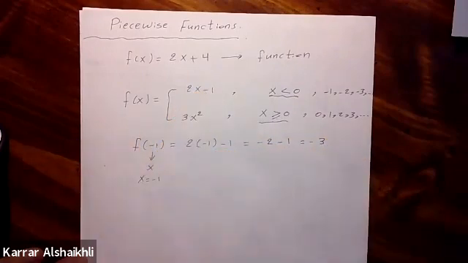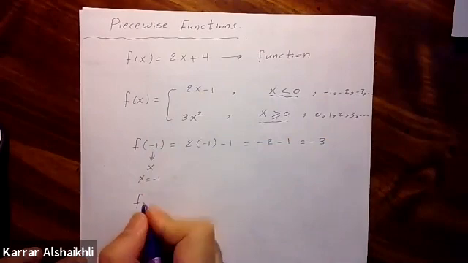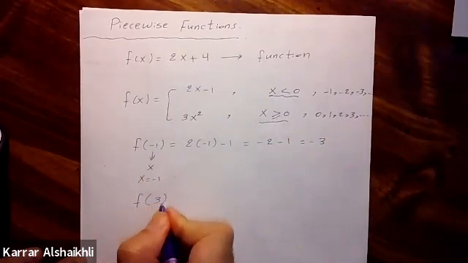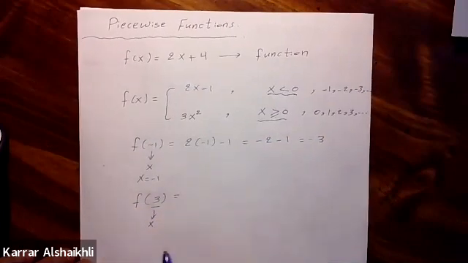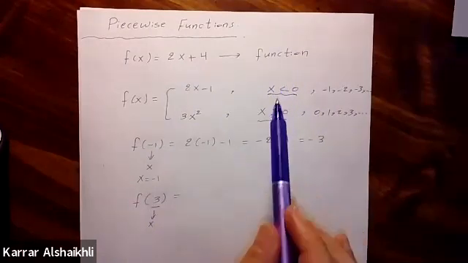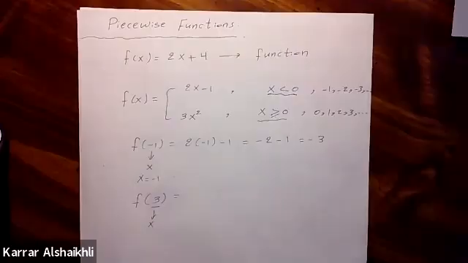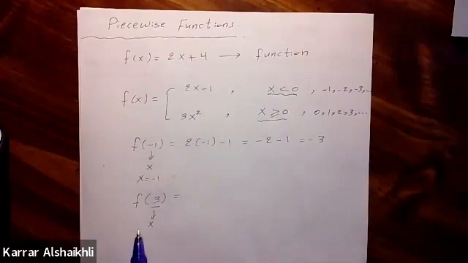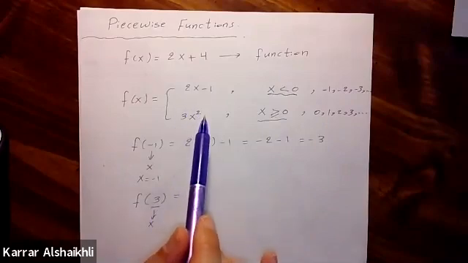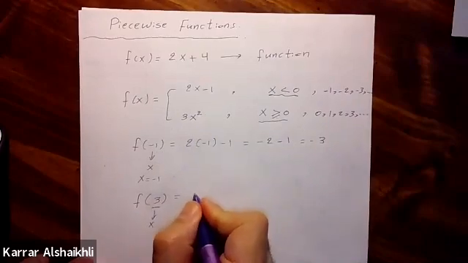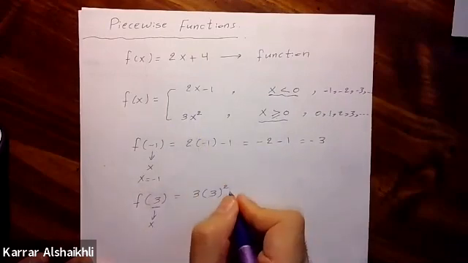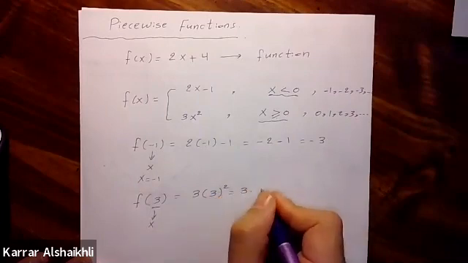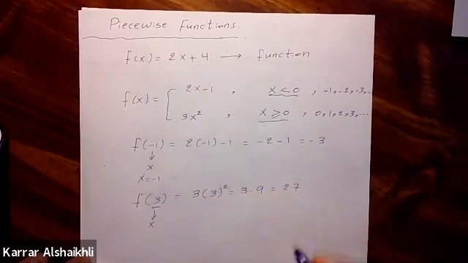So I plugged in on the first piece. Let's do this one: f of 3. Now f of 3, that means this is the x. Does x go with this condition or this condition? The second one, because it's greater than 0, because it's a positive number. That means I'm going to plug in 3 on the second piece. So it's going to be 3 times 3 squared. I'm going to plug in 3 here instead of the x. 3 squared is 9, so it's going to be 27.